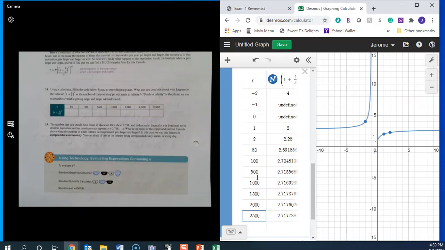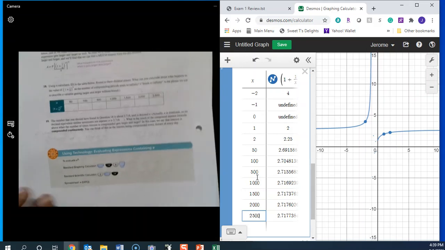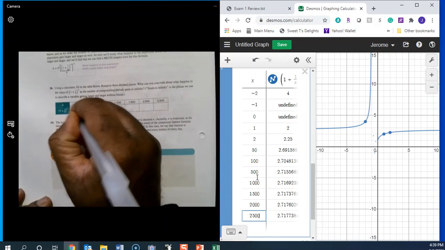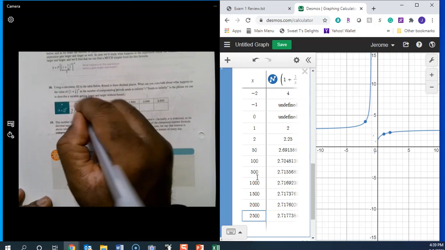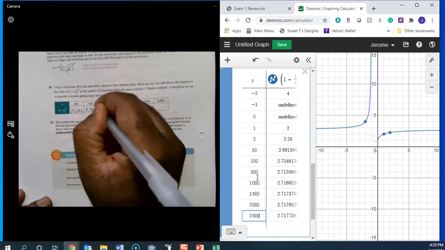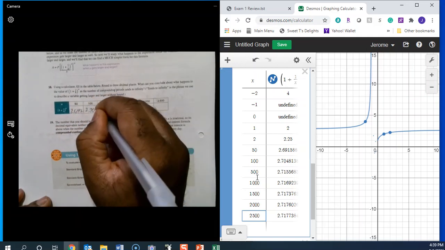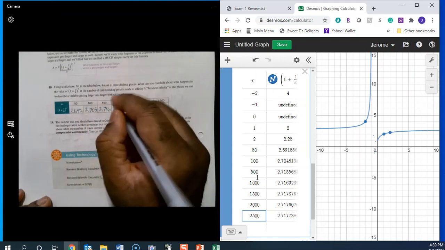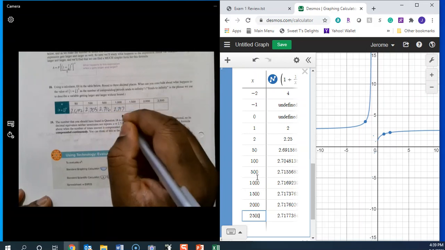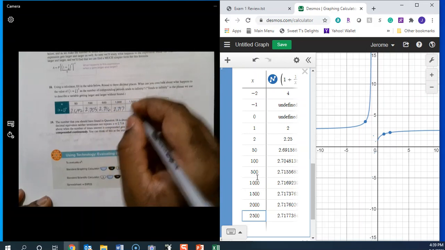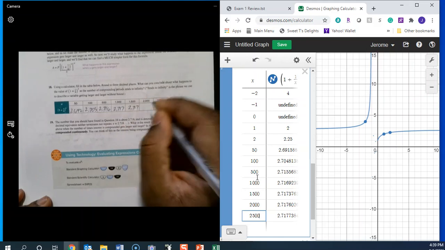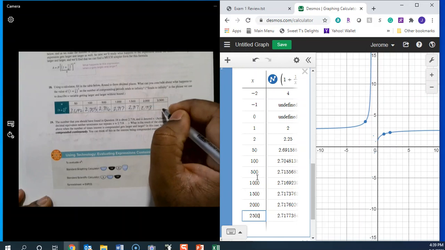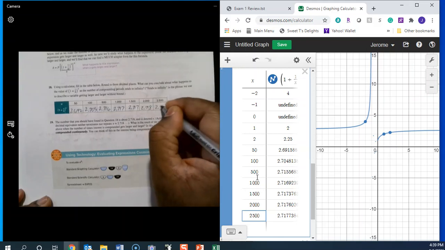All right, so they told us to round to 3 decimal places. So when we get to 50 here, it'll be 2.692. 100, 2.705. 500, 2.716. 1,000, 2.717. 1,500, 2.717. 2,000, 2.718, and 2,500, 2.718.